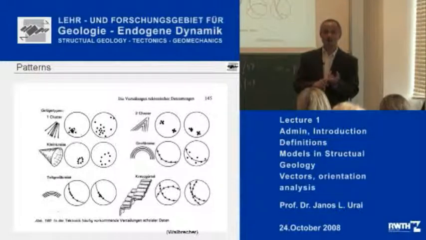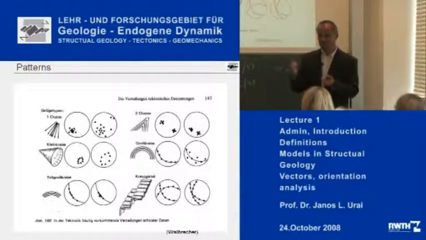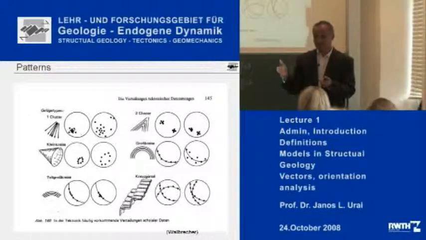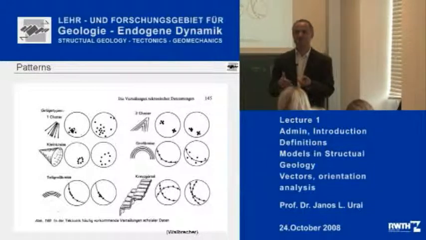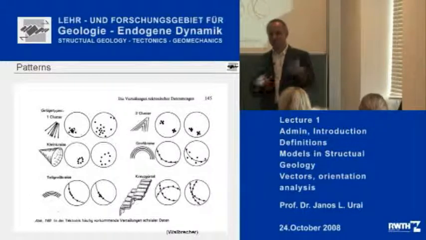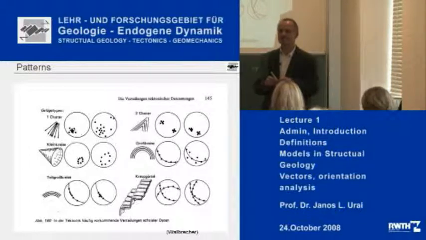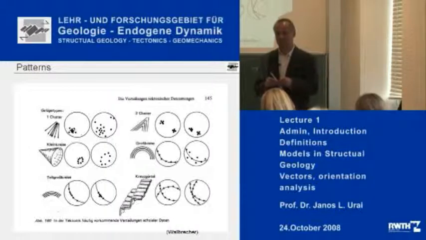And then I told you about what structural geology is, and how you can get a job as a structural geologist. I told you something about models, the geometric models, the kinematic models, the dynamic models, and then we started to work with vectors, coordinate transformations, vector operations, and I showed you some examples of the stereo nets. So, next time we will start to think about strain.